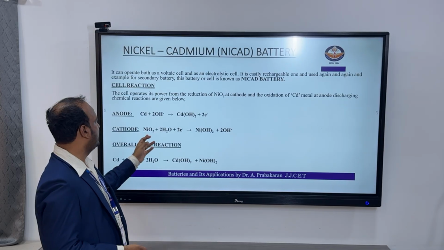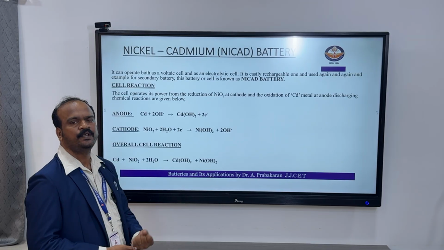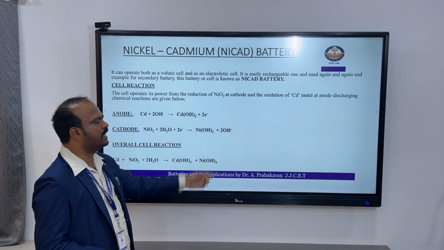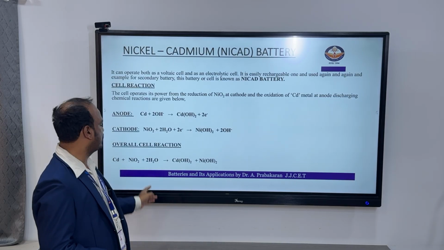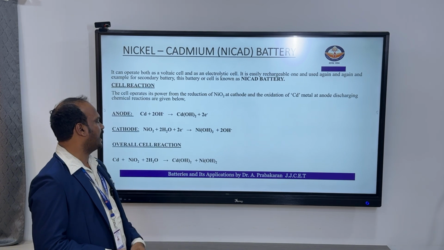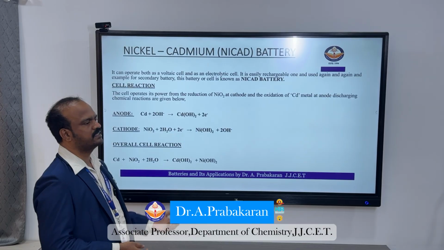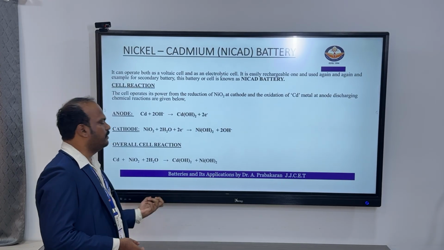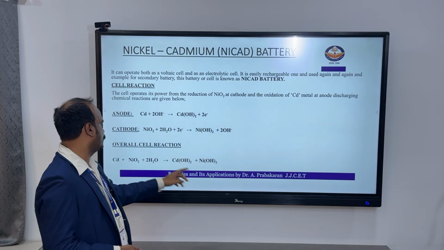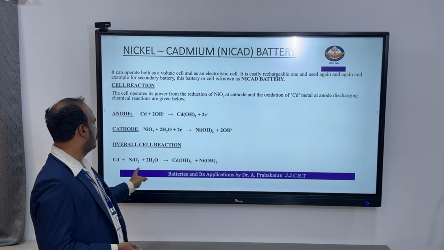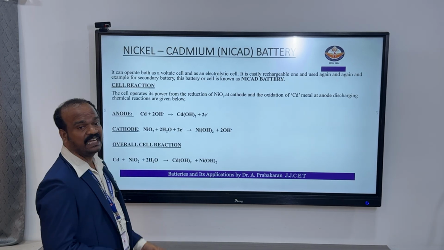At the cathode, it is nickel oxide. In presence of moisture, it captures electrons, that means it is reduced, to get nickel hydroxide and form hydroxide ions. The overall cell reaction is cadmium and nickel oxide in presence of moisture giving cadmium hydroxide and nickel hydroxide. Again, it is a rechargeable, reversible reaction. When we apply electrons, we get back cadmium and nickel oxide. This is the charging and recharging reaction for the nickel cadmium battery.